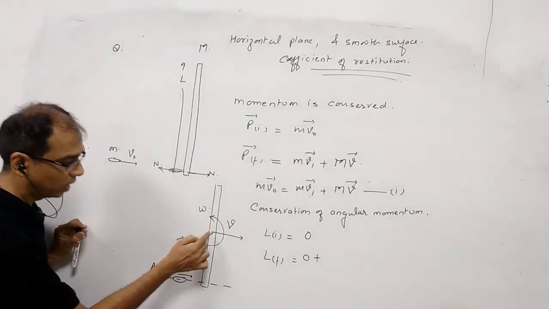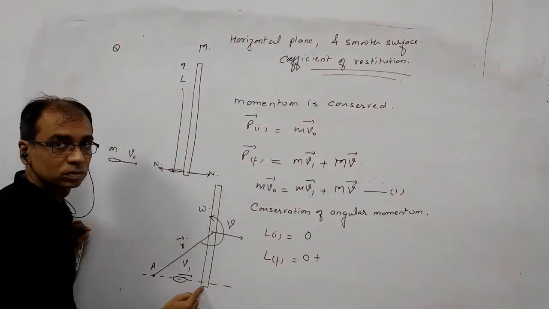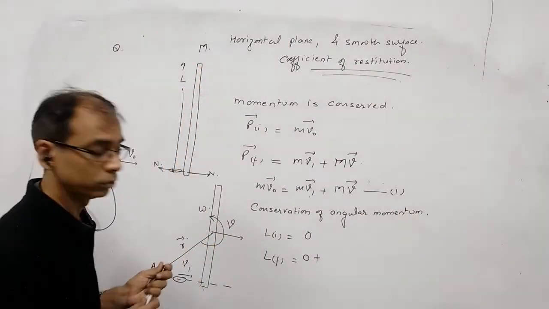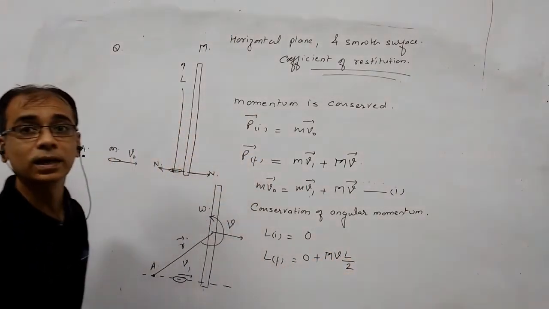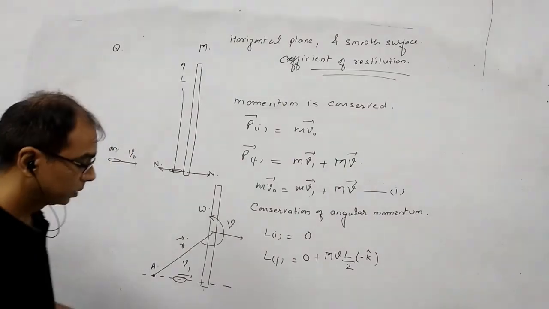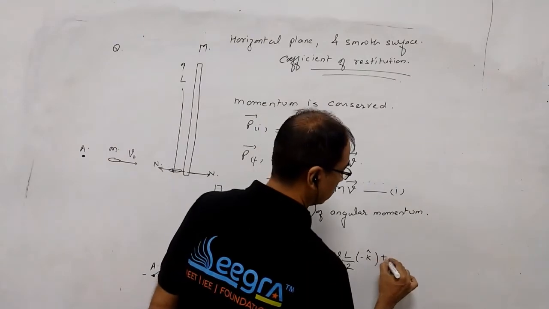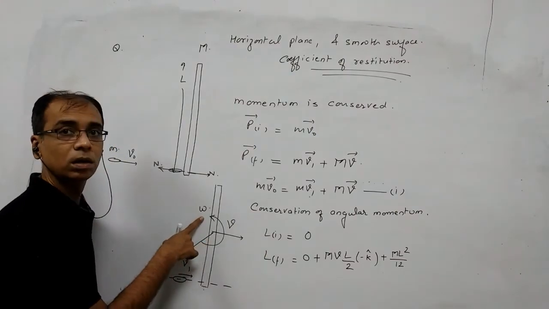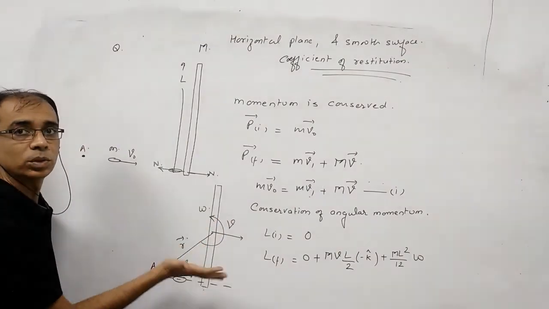Okay. What is this R value? R is the perpendicular distance. How much is the length? L. So this is L by 2. So capital M V L by 2, but direction I have to check. We said inside, so minus k. Then what? I_CM omega. I_CM is what? ML square by 12, into omega. What direction? You can see that it's anti-clockwise, towards you. That means positive.